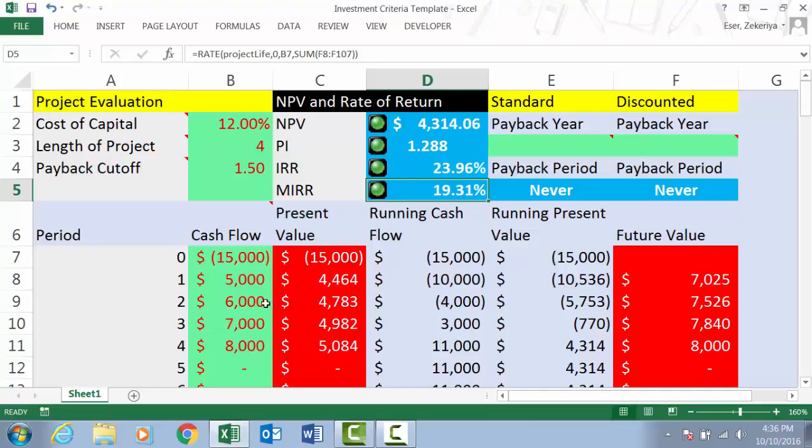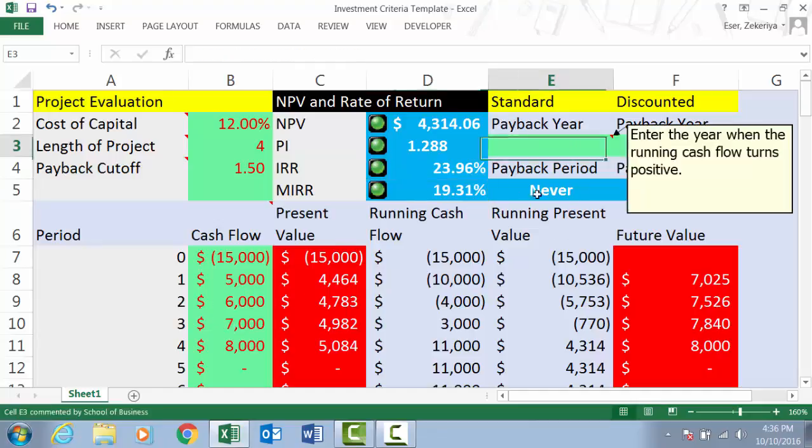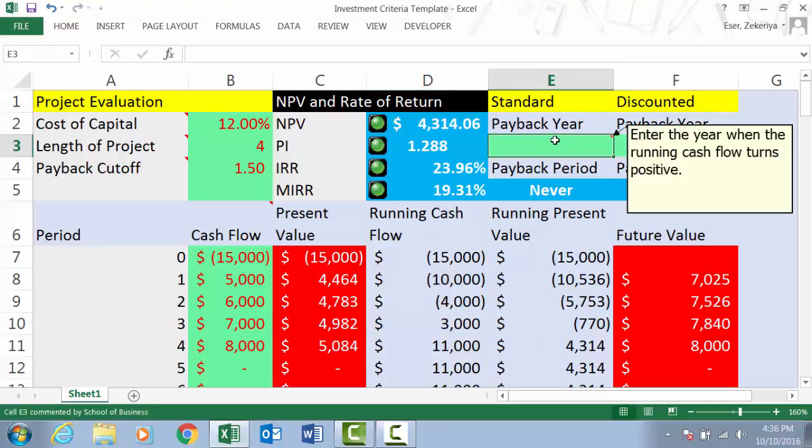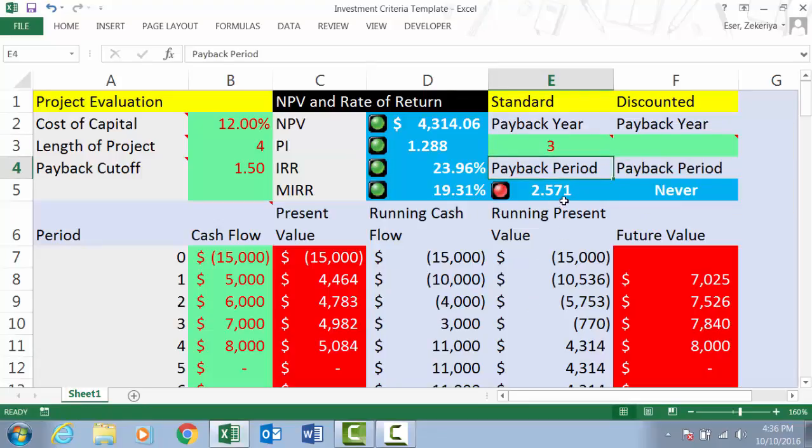Now, if you want to calculate payback period, you have to enter the year in which you actually get payback. If you look at the running cash flow, in year 3, we will be paid. So payback period is 2.571. For discounted payback, we need to find the year in which we get a positive discounted cash flow. That's year 4.